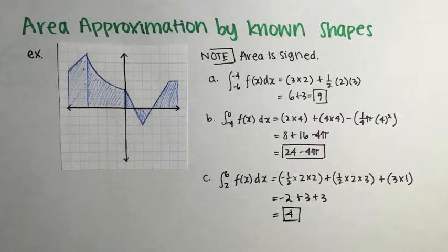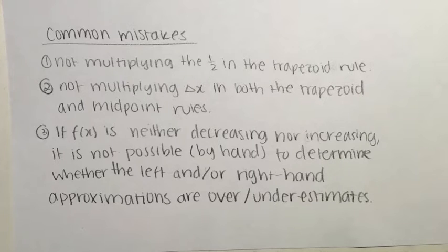In Part C, they are asking for the area between 2 and 6, so we have to use a negative area because it's below the x-axis. In this case, it's negative 1/2 times 2 times 2 plus 1/2 times 2 times 3, which is a triangle above the x-axis, and then plus 3 times 1, which is a little rectangle at the end. Total area is 4. Some common mistakes include: 1. Not multiplying by the 1/2 in the trapezoid rule, which is very common.